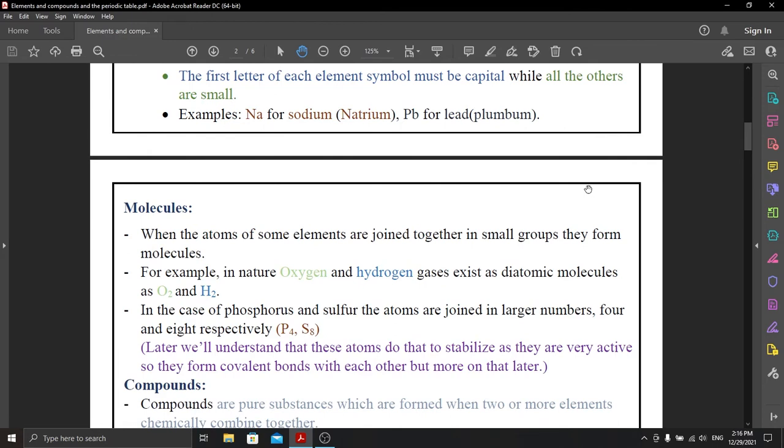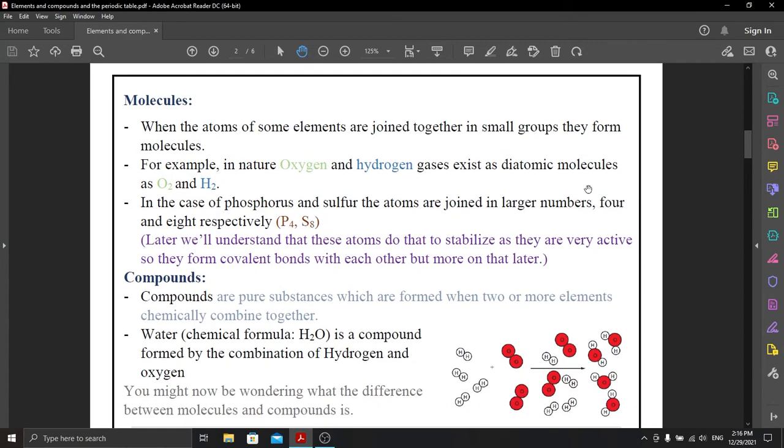All right, so we talked about elements. Now let's talk about molecules. Molecules occur when two elements are clustered together or joined together in small groups. That forms molecules. For example, in nature we see oxygen and hydrogen. These are gases that exist as a diatomic molecule. Diatomic molecule, from its name, di means two, atomic means atoms, so it's two atoms. So we have oxygen as O2, two oxygen atoms, hydrogen as H2, two hydrogen atoms. Okay.